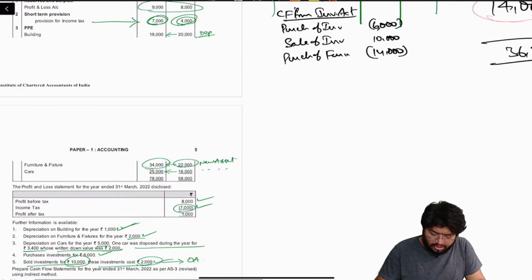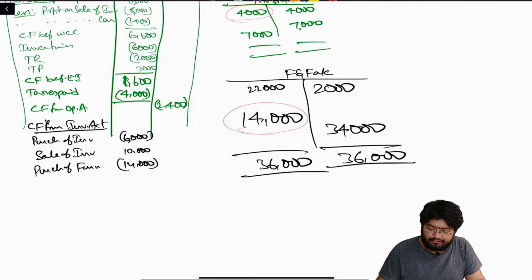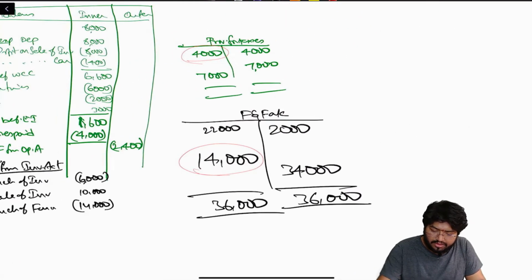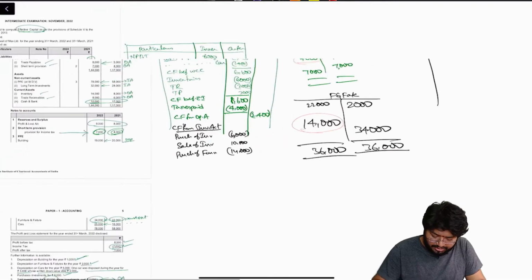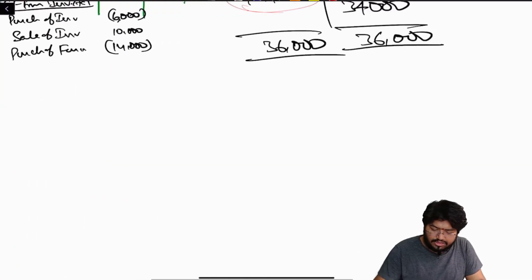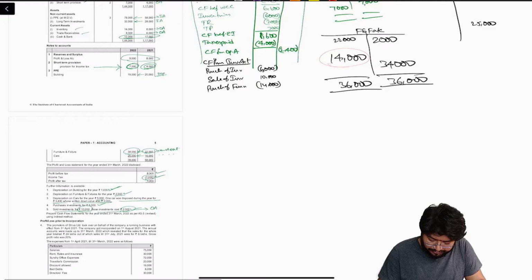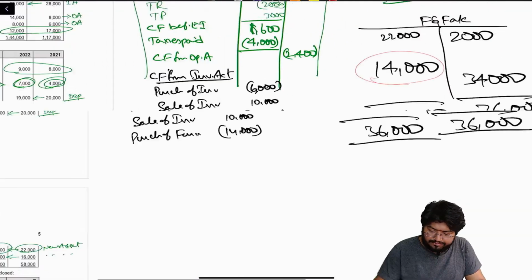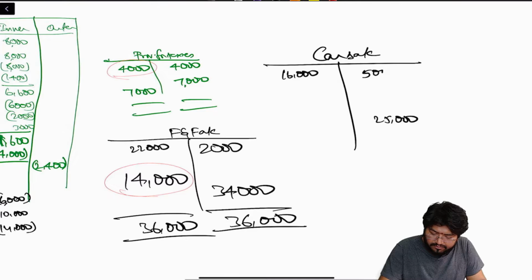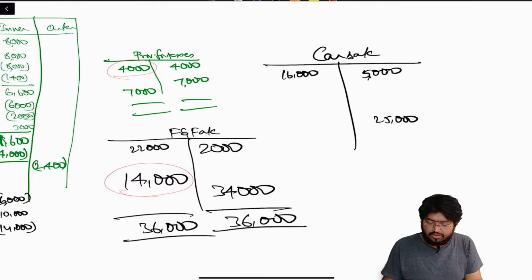With respect to cars also, multiple transactions have happened. Let's do an account for cars also. Okay. Opening balance in cars account is how much? 16,000. Closing is 25,000. And current year depreciation in cars is how much? It is 5,000. All right. So apart from this, what else did he tell you about cars?